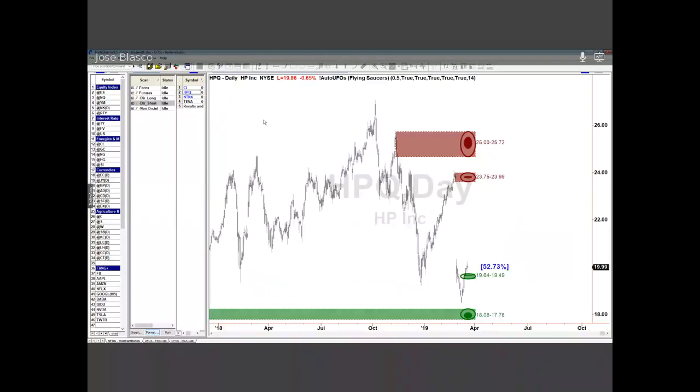So here's HP. A massive gap a few days ago, from 24 all the way to 20, and definitely that stock is in a downtrend. But the problem is that the next UFO is located all the way up here, and the current price is 99.86. So we are quite far away from where the right entry short would be, which is the red UFO, and therefore I'm going to go for the next one.